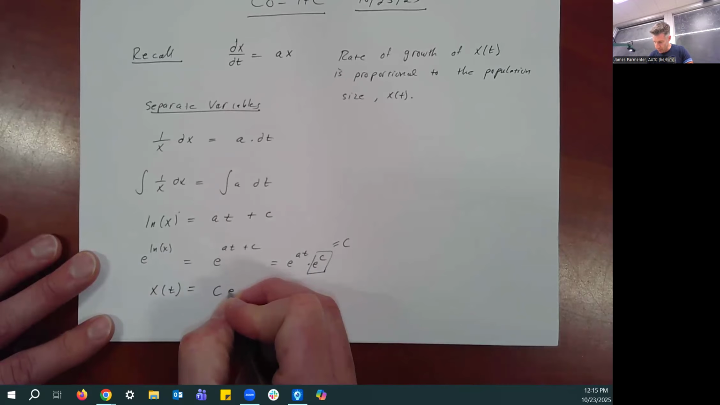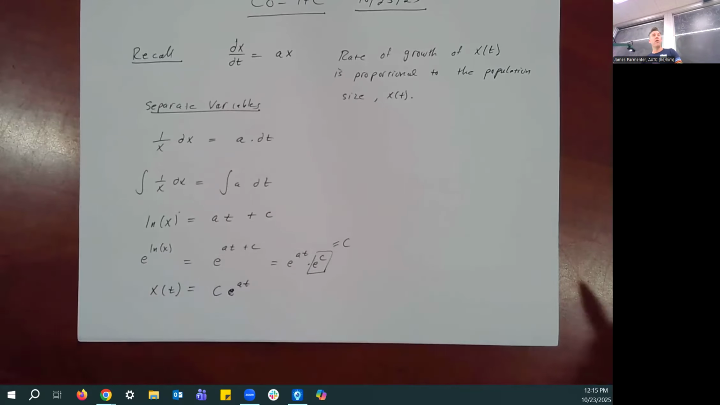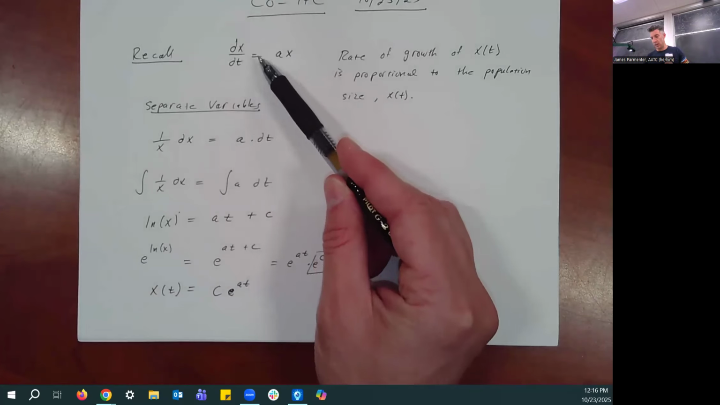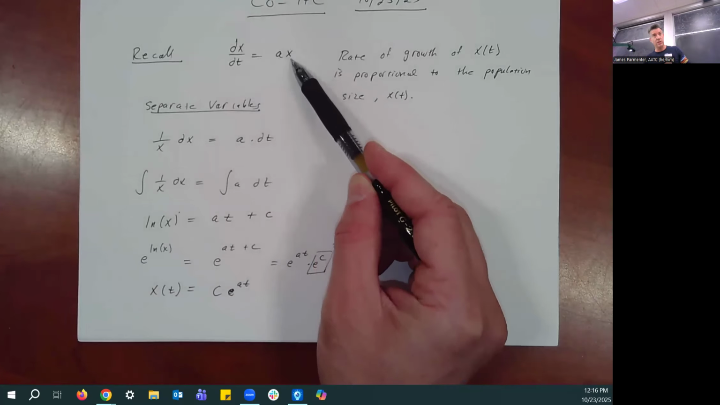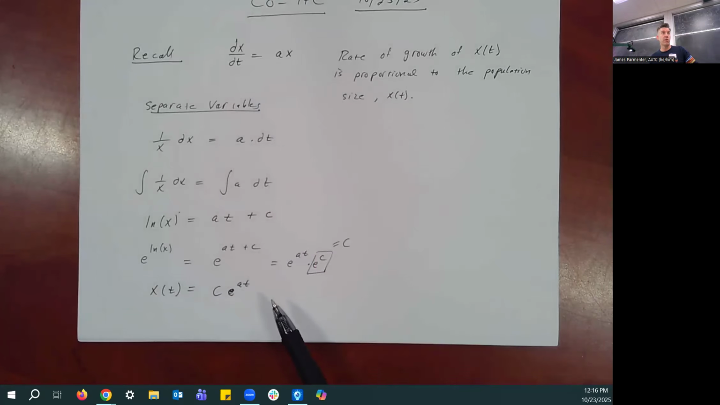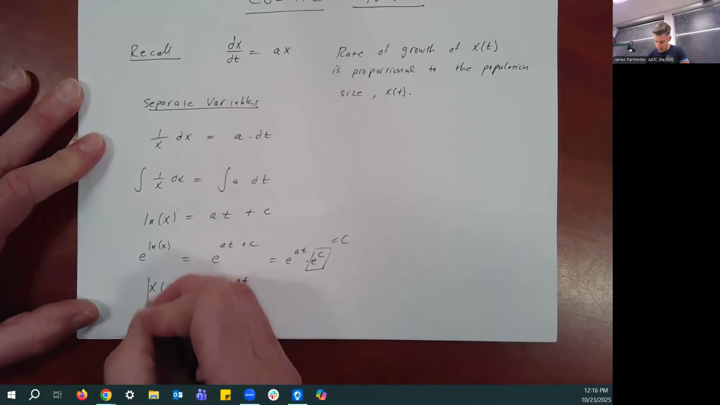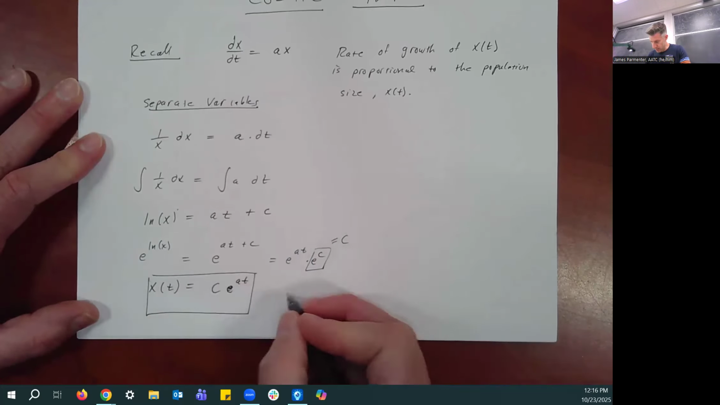So the point of this exercise was to remind you that when you're solving this sort of differential equation, specifically the differential equation where the rate of change is proportional to the population size, your solution is exponential growth. You get that your function is some e to the at times a constant. Exponential growth.